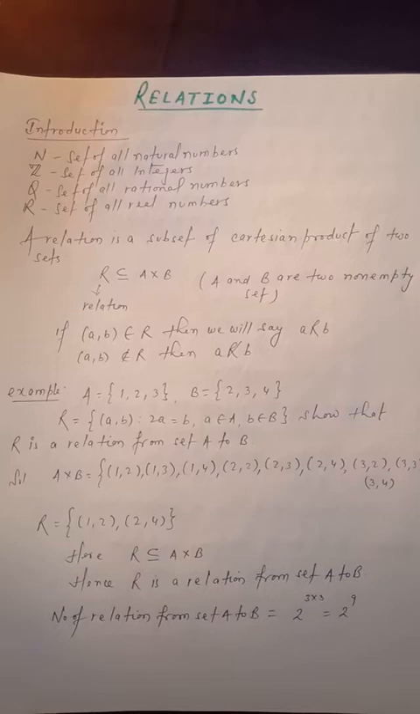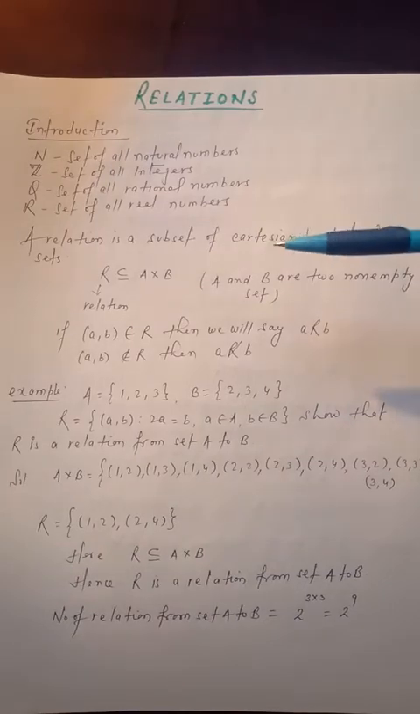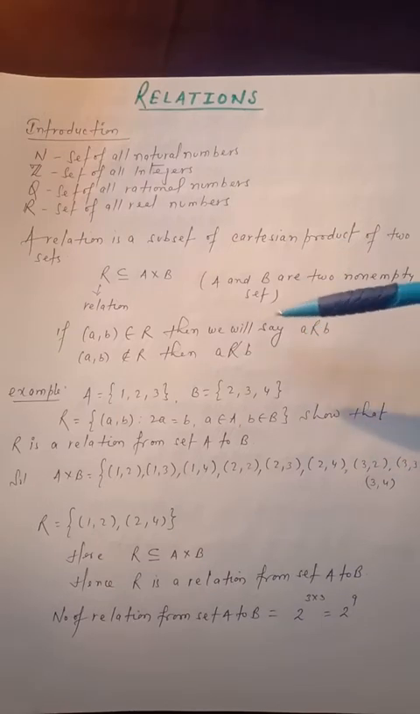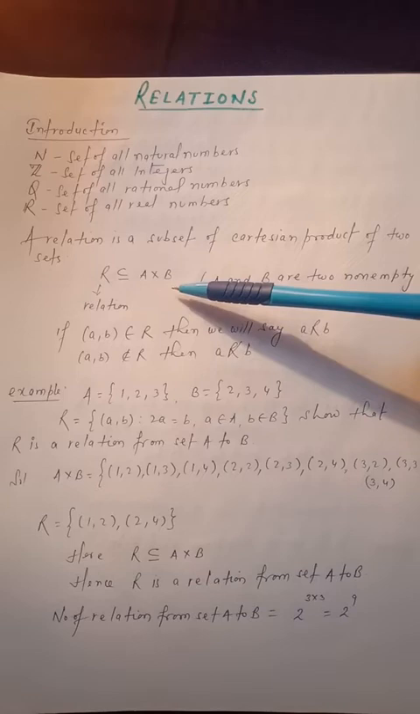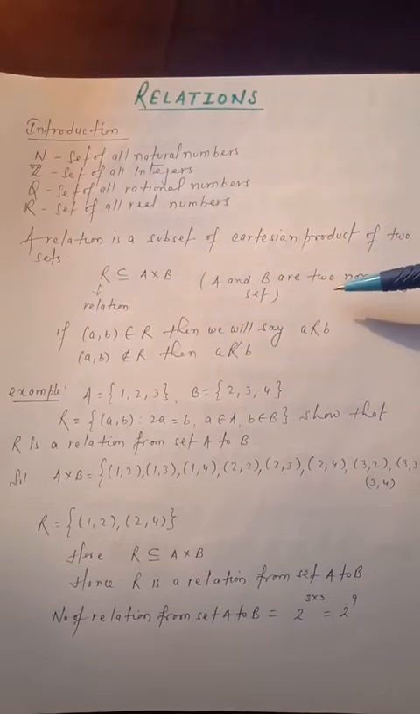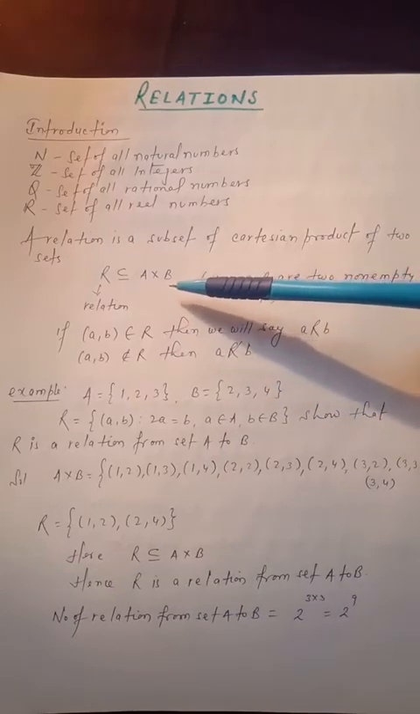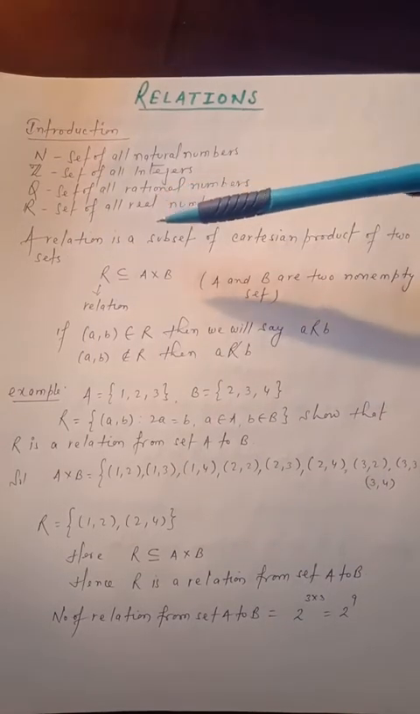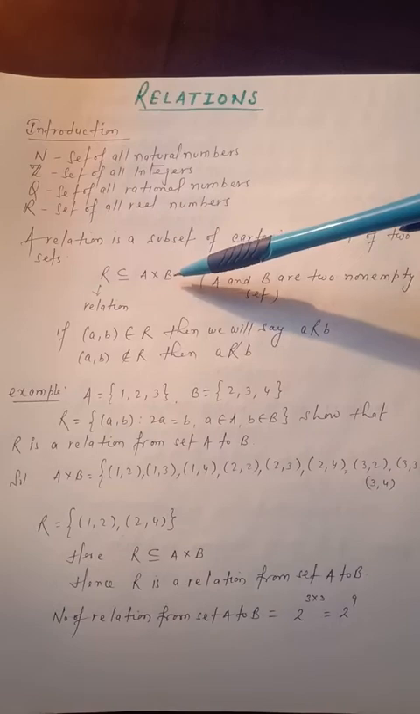So first of all, what is a relation? As we have already discussed in class 11, a relation is a subset of A cross B, where A and B are two non-empty sets or non-void sets, and A cross B is the Cartesian product of two sets. So it means a relation is a kind of set which is a subset of A cross B, because A cross B is also a set.